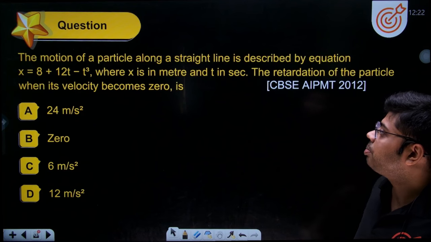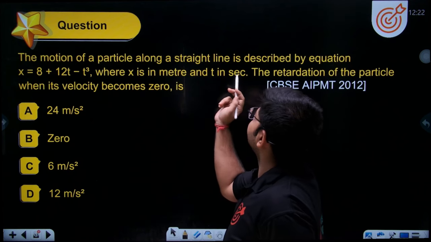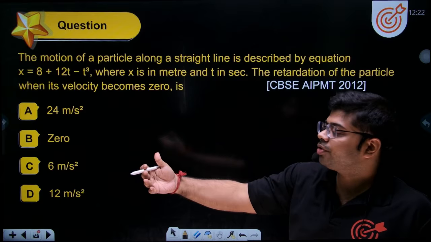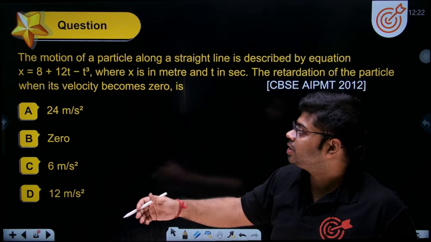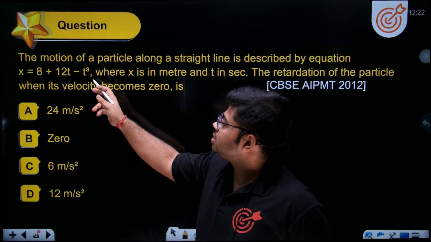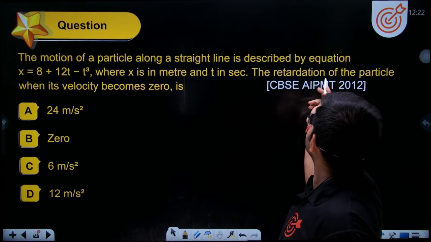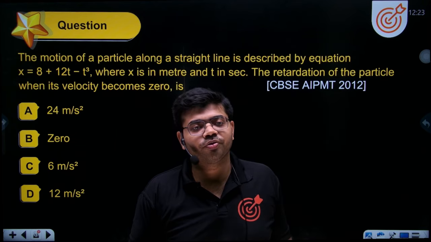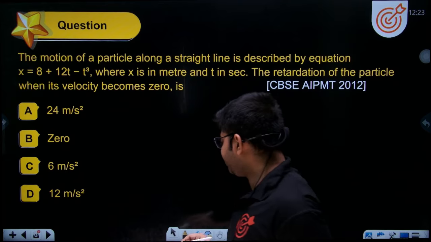We have another problem which talks about the motion of a particle along a straight line described by an equation. The equation of motion of the particle is given to you, the position equation: x is equal to 8 plus 12t minus t cube, where x is in meters and t in seconds. The retardation of the particle when its velocity becomes 0 is, so we need to find the retardation, or the negative of the acceleration of the particle, when its velocity becomes 0.